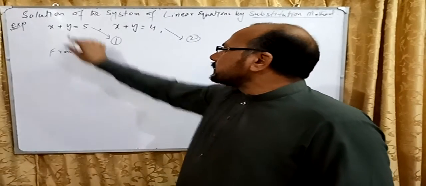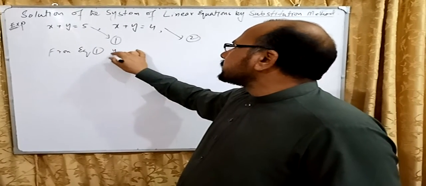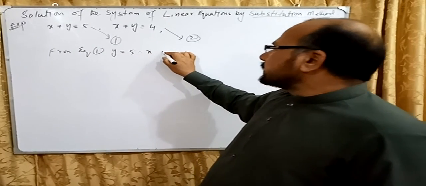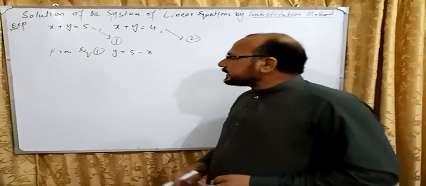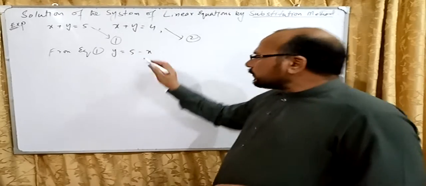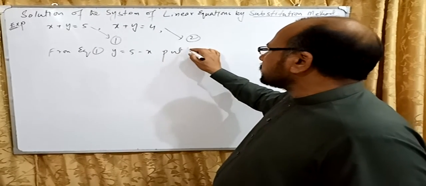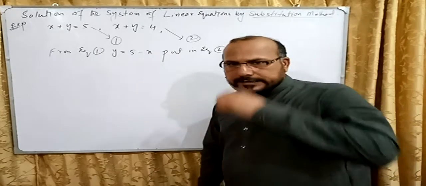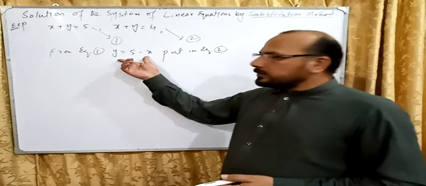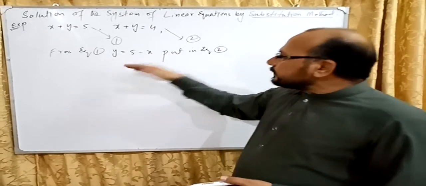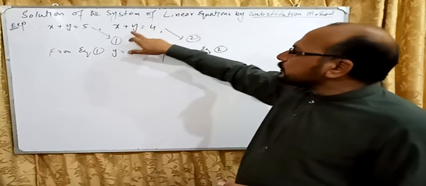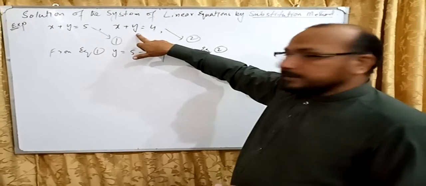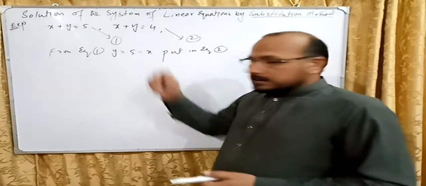From equation 1, if we shift x to the other side, it will become y equals 5 minus x. Now we will put this value in equation 2. From equation 1 we get the value of y, and then we will put that value in equation 2 instead of y.